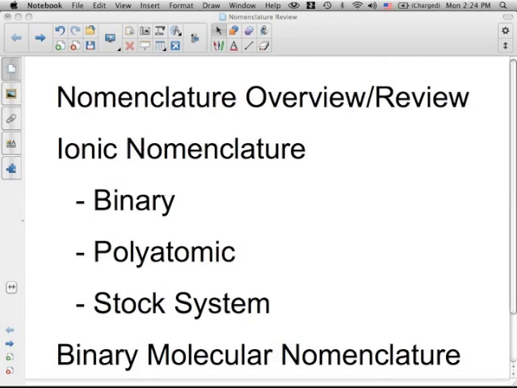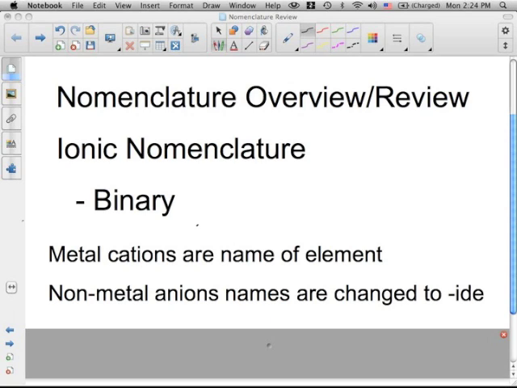Welcome to a quick review on basic chemistry nomenclature. This is not designed to be an in-depth tutorial, but rather a brief overview to help refresh your memory or perhaps explain it slightly differently. There are several main types of nomenclature: ionic nomenclature, which includes binary, polyatomic, and stock systems, which is Roman numerals, and binary molecular nomenclature, and we will discuss all three of those.